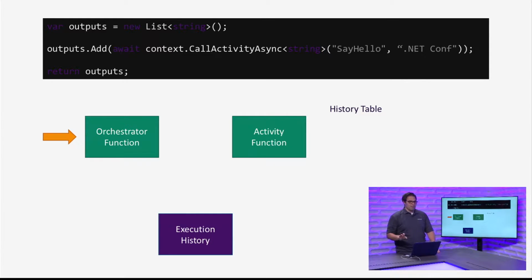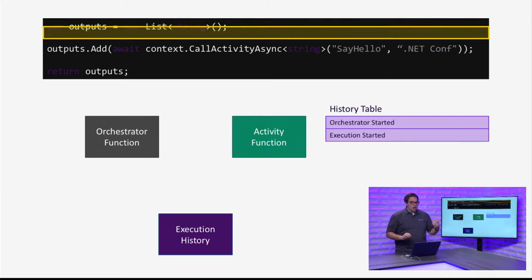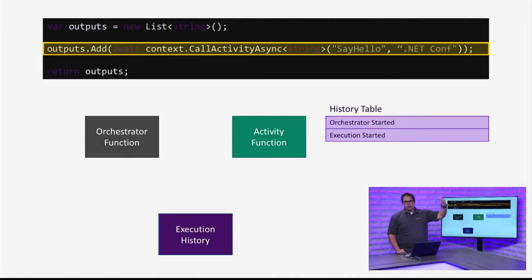So the first thing that happens, someone calls the orchestration. Our starter function gets the request and says, hey, somebody wants this orchestration to run. So now our orchestrator function is going to wake up and start at the very top of the code. And it's going to say, hey, I need to create a new list. So it creates a new list. And then it comes down to the next line, and it sees that there's an await here. And it sees the await is to call another activity.